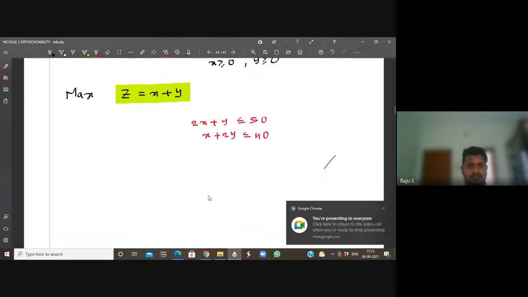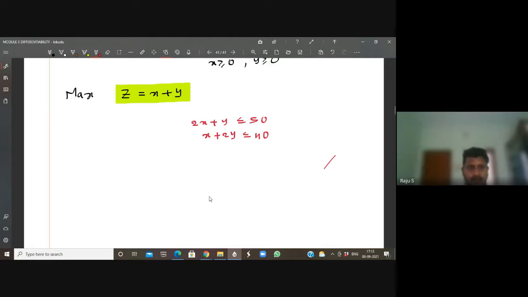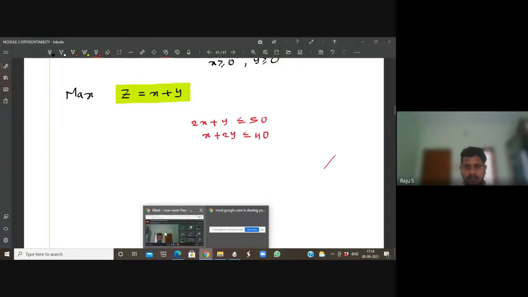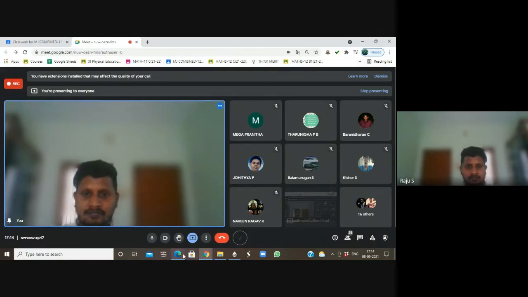Students, you can draw the graph of this. Okay, students, like that we can form the equations.